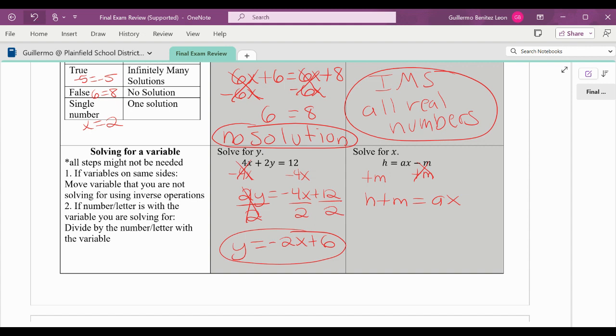equals ax. To get rid of the a, these are being multiplied. When there's two things next to each other, they're being multiplied. So the opposite of multiplication, division. So h plus m over a equals x. I got x by itself. Some of us don't like when this is on this side, so I'm going to rewrite it. X equals h plus m over a. That's the official answer.